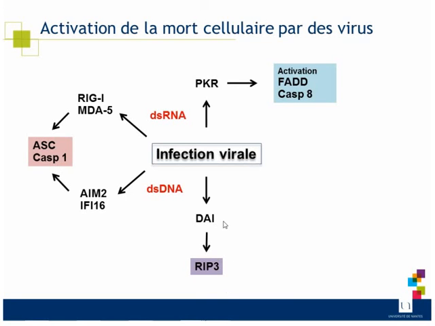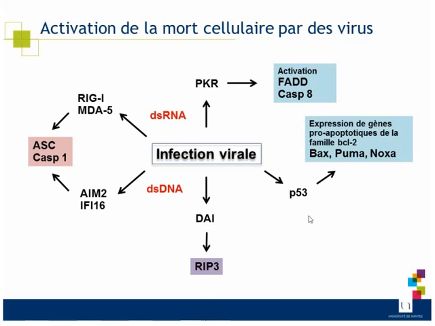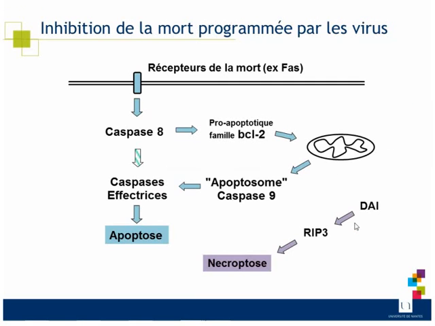So necroptosis is induced by this DNA receptor, DAI, and some double-stranded, well, not really double-stranded DNA receptor, but virus infection can induce apoptosis by activation of P53. So you get the induction of a DNA damage response. P53 will induce some of these pro-apoptotic members of the BCL2 family. So this is how virus infection induces programmed cell death. Okay, so these are the pathways.